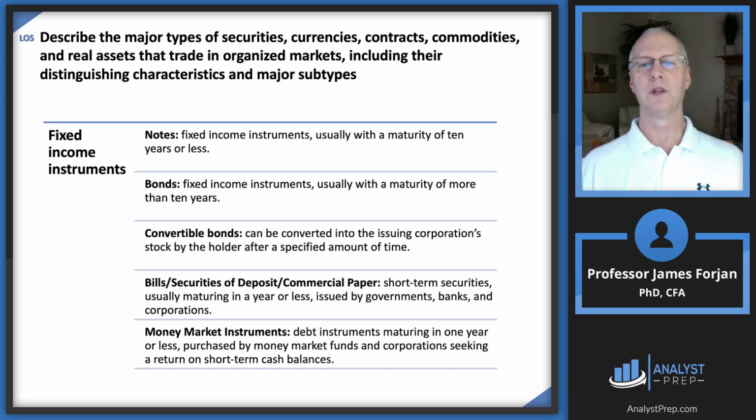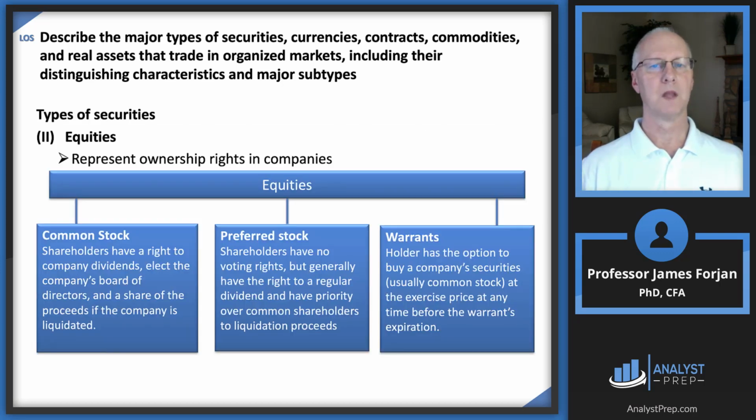Convertible bonds. This is a category of bonds that have embedded options: convertible bonds and callable bonds and puttable bonds. We'll talk about those embedded options in another reading. And then over on the short term, treasury bills, savings accounts and time deposits and commercial paper and money market instruments.